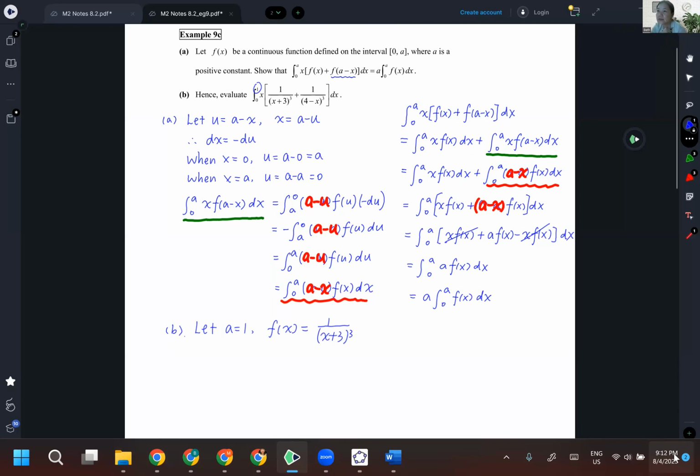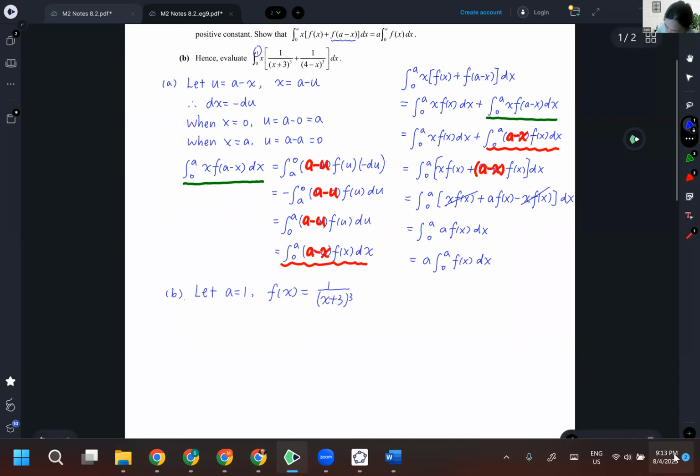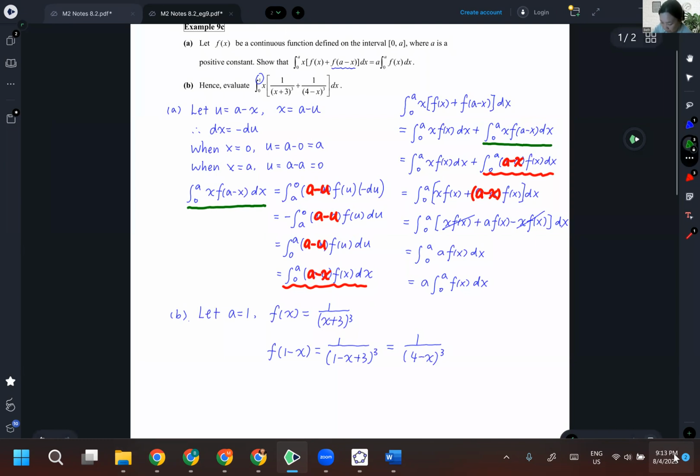As to f of a minus x, it must be the second one, but we cannot be too arrogant to think that it must be. So we need to calculate. How about f of a minus x? In that case, it's 1 over (1 minus x plus 3) to the power 3, and that is 1 over (4 minus x) cubed. So that will make sure that everything lined up. Let me underline. This is f of x. This is f of 1 minus x. Then I line up with the left-hand side of this equation. Now let me use it.